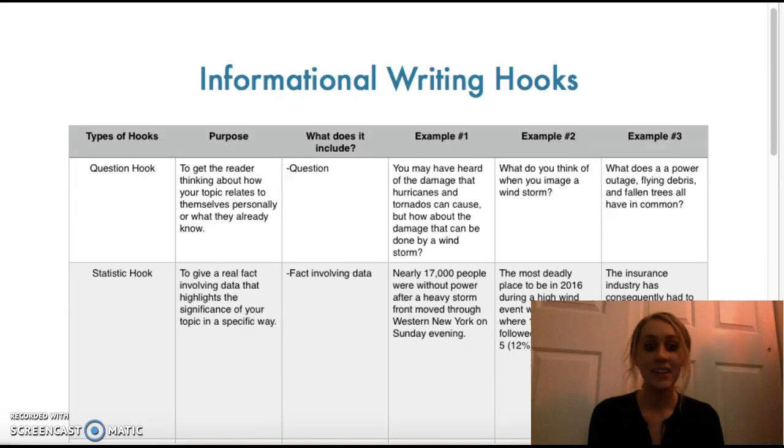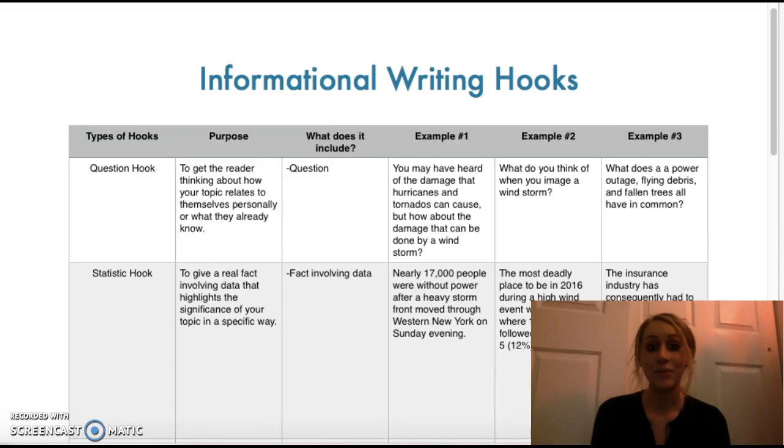Hi everyone! In today's lesson you're going to learn about how to begin your informational writing piece by writing a strong hook or lead. The purpose of including a hook or strong lead at the beginning of your writing piece is to get your readers interested in what you have to say about your topic.